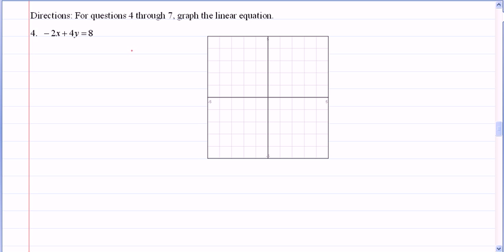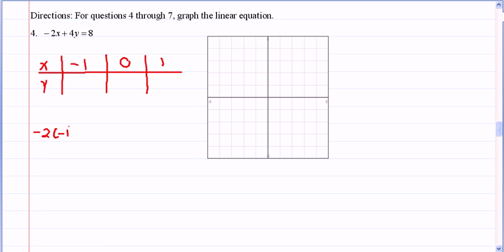For number 4, the directions are to graph the linear equation. And what I'm going to do for this is make a t-chart and pick 3 points. Your teacher may require you to pick more points, but for this example I'm only going to choose 3. The points I'm going to choose are negative 1, 0, and 1. I'm going to take each of these x values and substitute them in for x and solve for y.